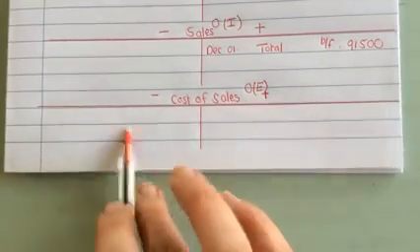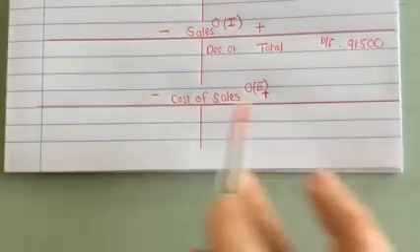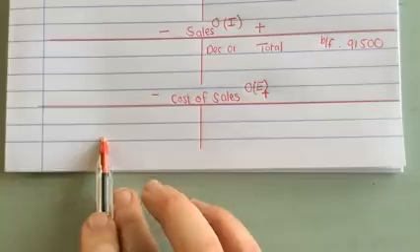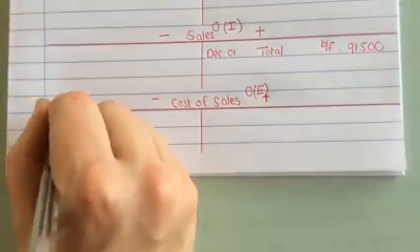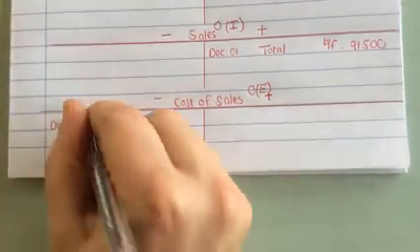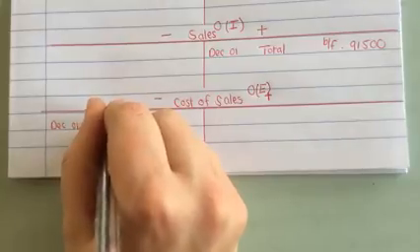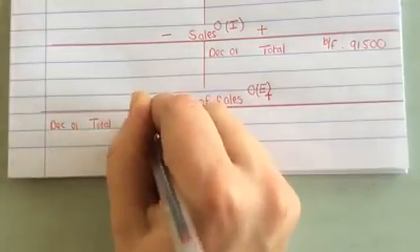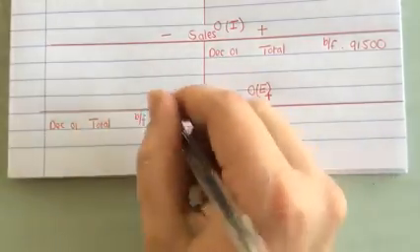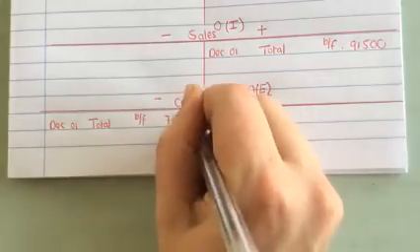And cost of sales. Our expense is dead or click? Dead. So you're going to put it on that debit side. December the 1st, total brought forward, and it's 76,250.